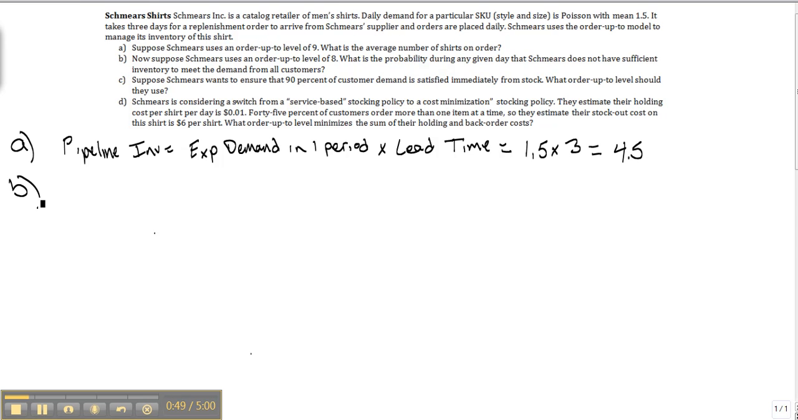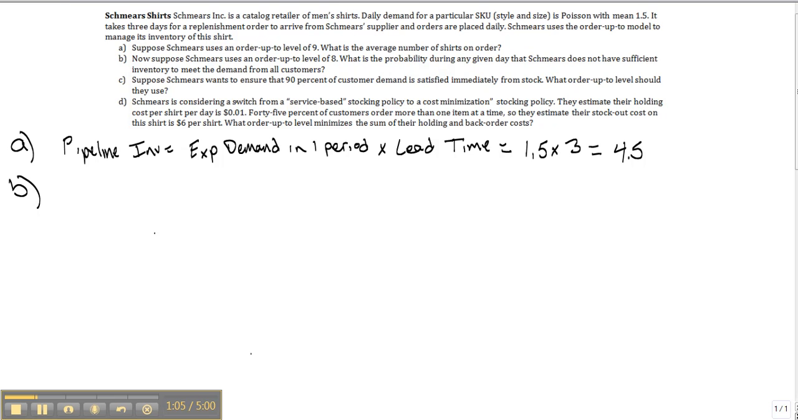Moving on to part B. Now we're looking for the probability during any given day that Schmier's does not have sufficient inventory to meet the demand from all customers. In order to do this, we're trying to compute the probability that demand over the lead time plus 1 period would exceed 8.